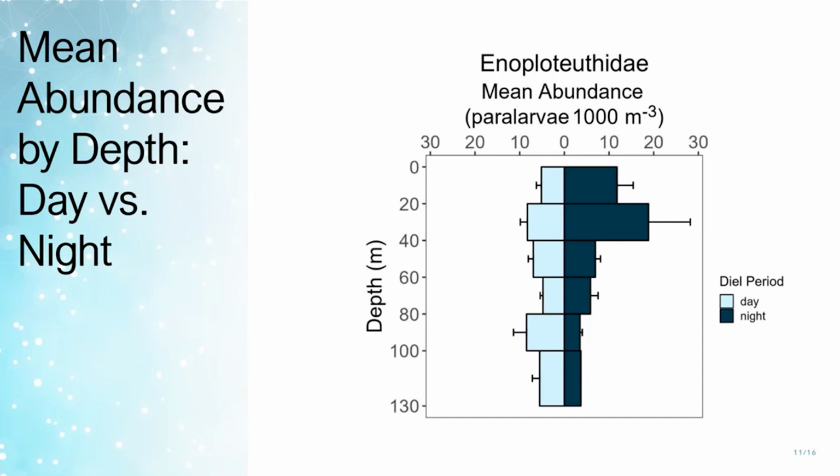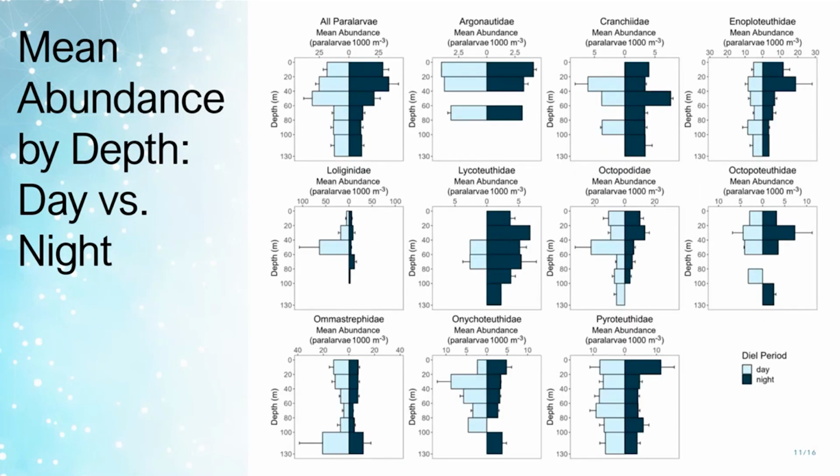So now we're going to look at the comparison between daytime and nighttime mean abundance. This example taxa is just to get you oriented to these vertical distribution plots. On the y-axis, we have depth from 0 to 130 meters, and on the x-axis is mean abundance, and it's increasing in both directions from the center. The light blue are the daytime mean abundance, and the dark blue are nighttime mean abundance. Now I'm going to show figures of the taxa with more than 10 individuals collected, and we can look at the differences between these taxa.